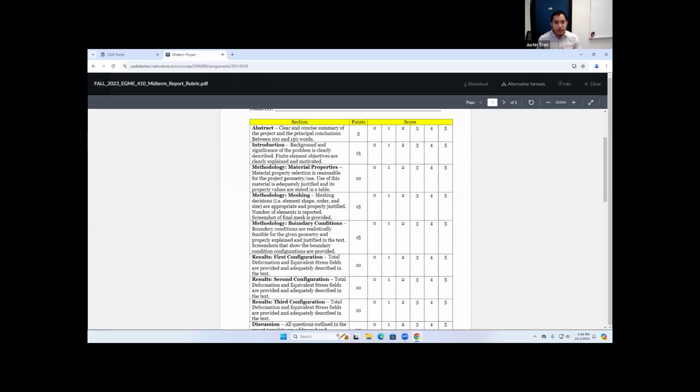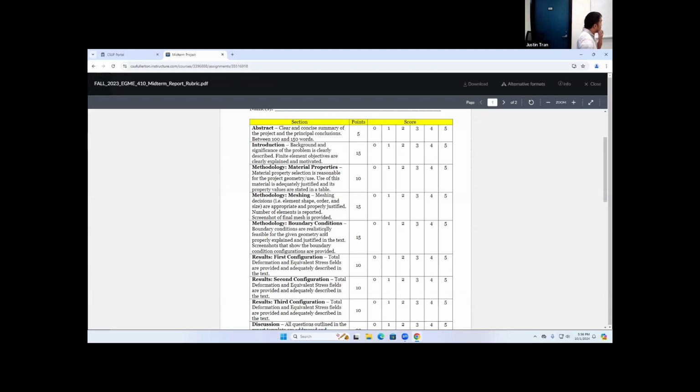All right, another big section here is the boundary conditions, and so that's another 15-point section. I want you guys to explain your boundary conditions to me. I'm going to be checking to make sure that the boundary conditions physically make sense for your situation and your geometry. Okay. And I'm looking to make sure that it's properly explained in the text.